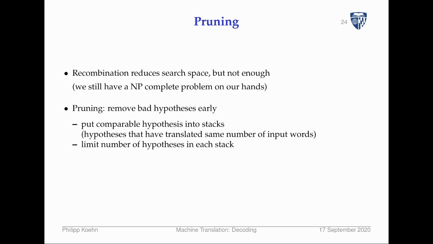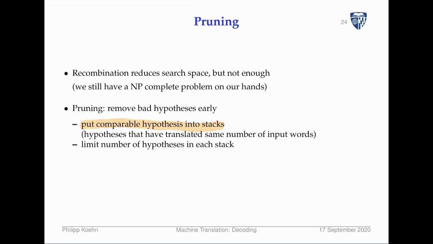If I just make completely arbitrary crazy choices at the beginning, and maybe I put two words next to each other that the language model hates, one is the 5th word, the other one is the 17th word, that's just not going to look very good. So maybe I can recognize that early, not to have these kind of crazy choices. So the way we do this is we put comparable hypotheses into stacks.